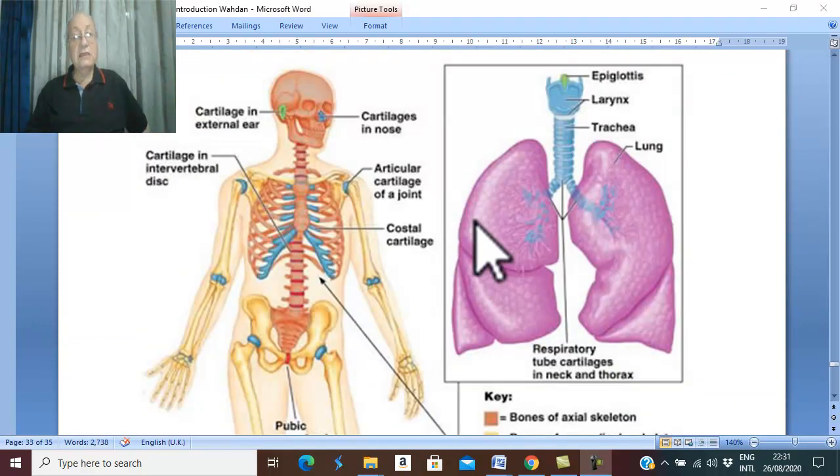In this picture, the green color is the yellow elastic cartilage, the auricle of the ear, and the epiglottis is also green in color. These are the types of cartilages.